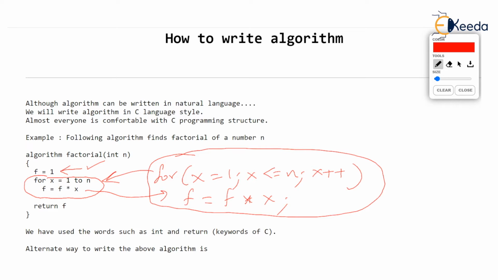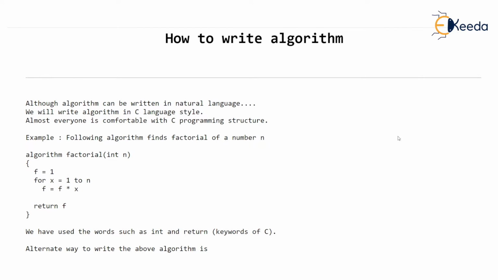But I don't have any complaint if some student, instead of such a shortened loop, writes the entire for loop like this. Absolutely no problem, and we will accept that this is the algorithm. No issues if you write exact C style. But writing exact C style would make it the program itself, isn't it? So we can write in short x equal to 1 to n as I have written in this for loop, and f becomes f into x is the statement which is repeated by the for.